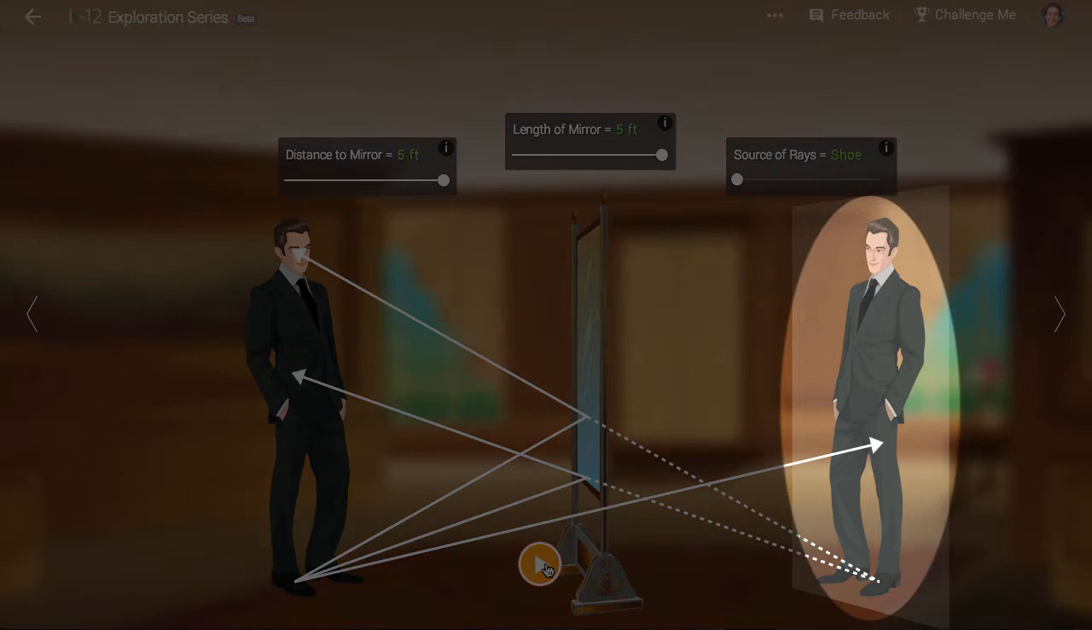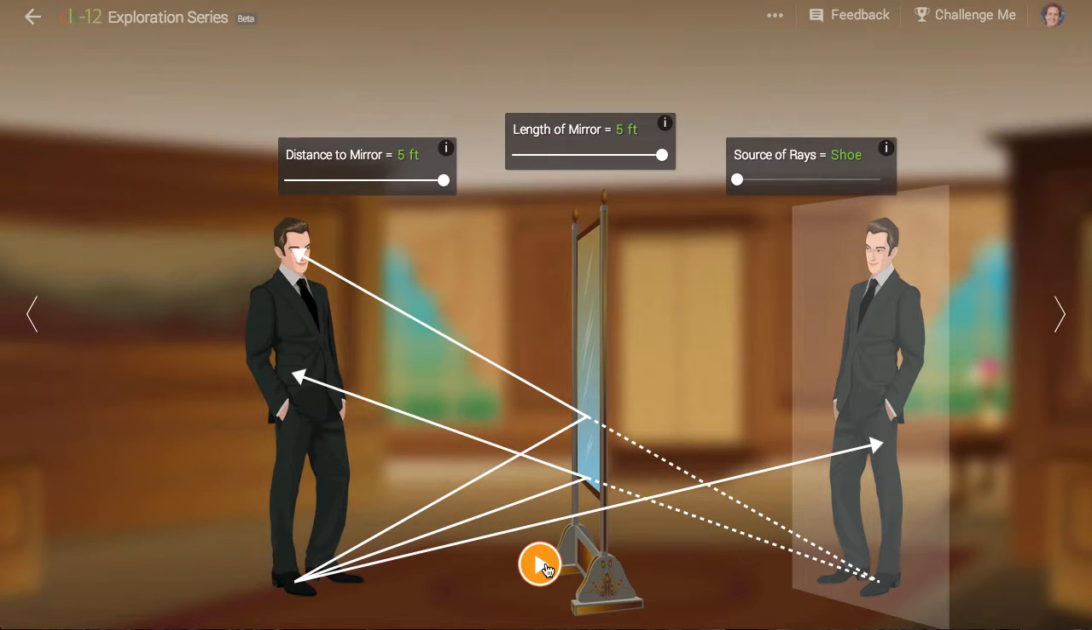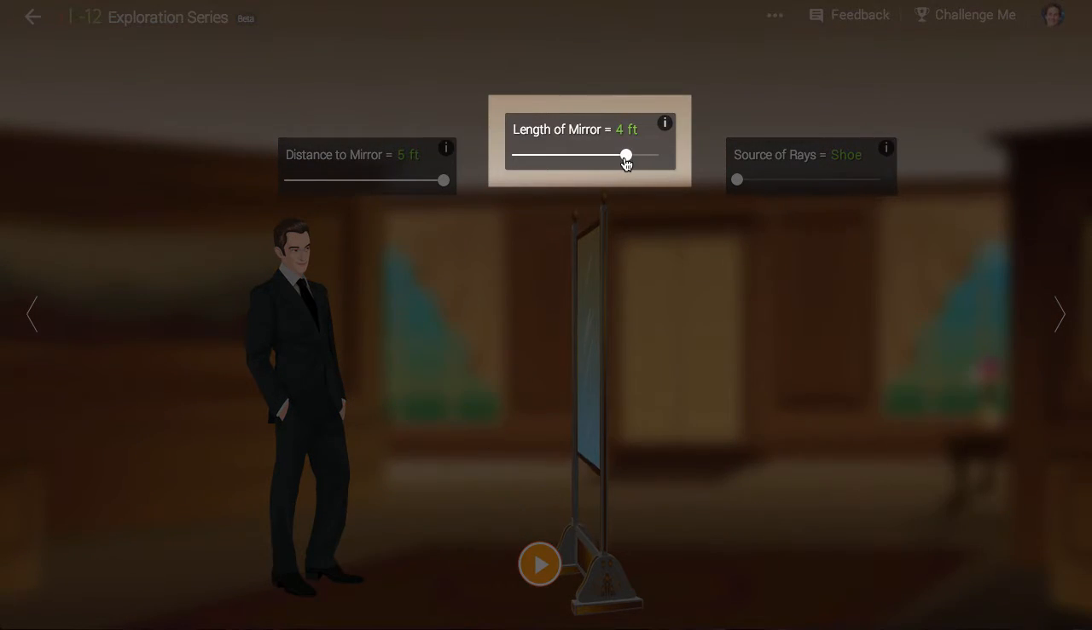We have placed an image of the young man to the right of the mirror. This is called a virtual image because the light rays are not really coming from that point in space. They just appear to be. In this configuration, the young man can see his shoe, so the mirror is long enough. Let's shorten the mirror and see what happens.